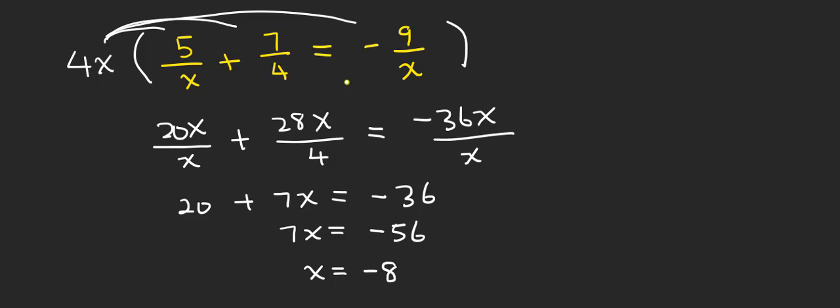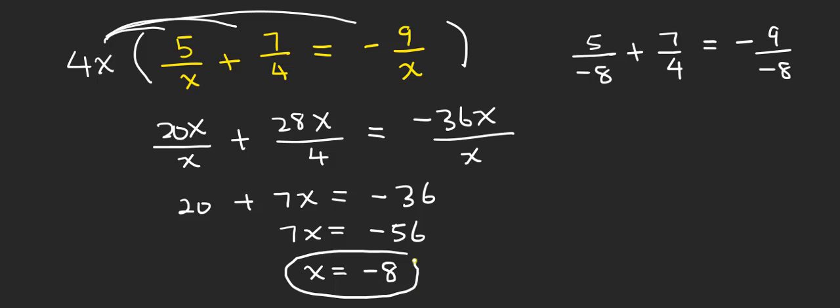Now, when you plug in negative 8, the denominator does not go to 0. And also, you want to check. You probably want to check if 5 over negative 8 plus 7 over 4 is equal to negative 9 over negative 8. And when you do that, you will notice that they are equal to each other. So therefore, x is equal to negative 8. And that is a solution of this rational equation.